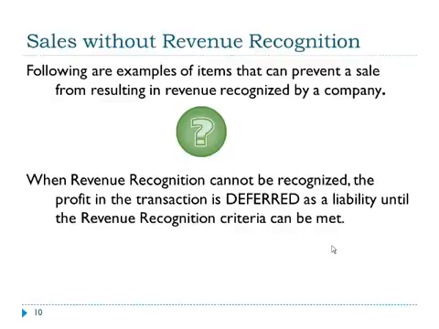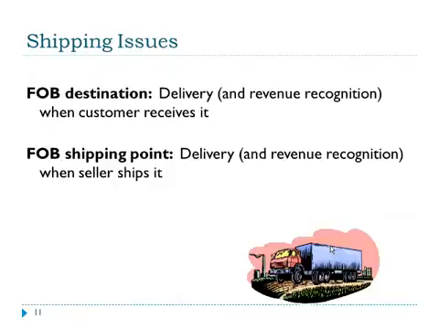The following are examples of items that can prevent a sale from resulting in revenue being recognized in a company. When revenue cannot be recognized, the profit in the transaction is deferred as a liability until the revenue recognition criteria can be met. First of all, there may be shipping issues.